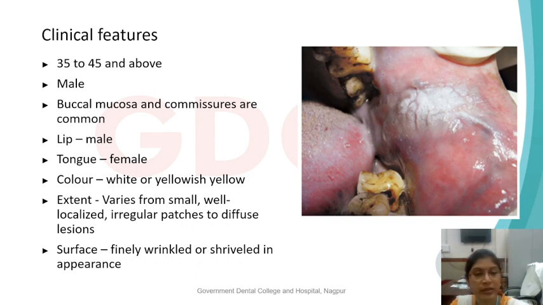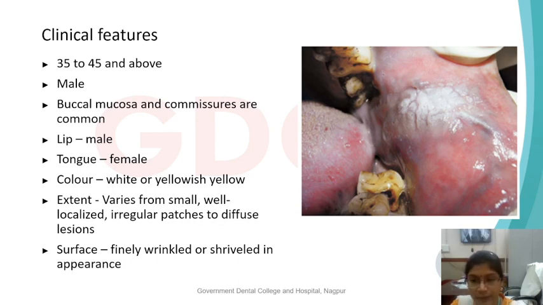Lips are most commonly involved in males, mostly related to the habit of smoking, whereas the tongue is most commonly involved in the females. Color can be white or yellowish white, depending on the habit the patient has and the quantity of other food ingredients the patient has.